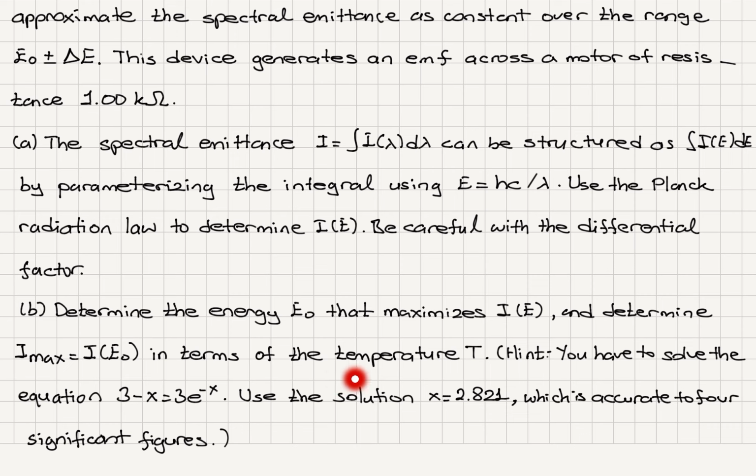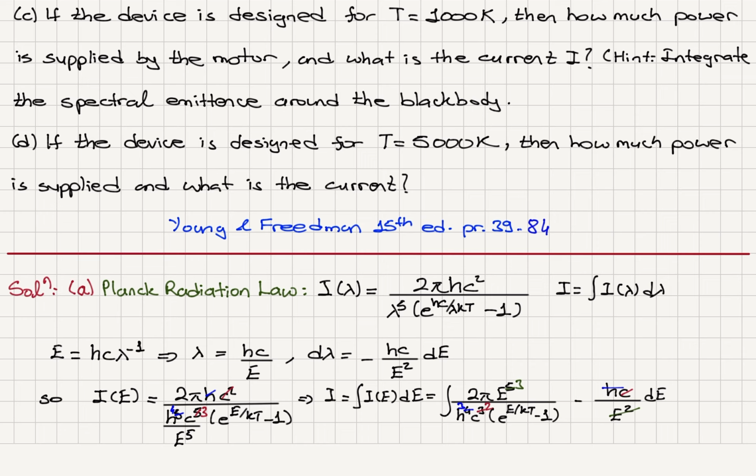Determine I max in terms of temperature T. Okay, so in the first two parts of the problem, we have first written I of lambda as I of E by doing the substitution lambda is equal to hc over E, but this I of lambda will be used in the spectral emittance calculation. It will be replaced by I of E dE. So therefore we have to be careful. d lambda is minus hc over E squared dE.